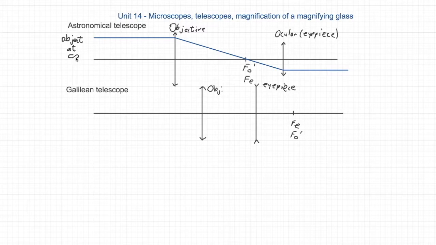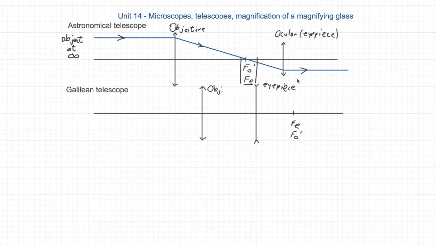Okay, the object for a telescope is obviously at infinity. It sends its rays toward the objective, which focuses the image at its secondary focal point. That becomes the object for the ocular at its primary focal point. Therefore, the ocular refracts the light rays parallel to each other.